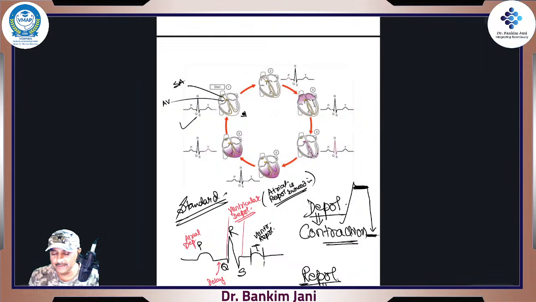Then the QRS, that is when there is ventricular depolarization, and that is when the contraction occurs and it pushes the blood out. And then finally it relaxes, and as it relaxes, it leads to ventricular repolarization. During that, the second cycle has started, in which the atria are already going into the contraction phase and they start filling up. So it goes on and on and on.